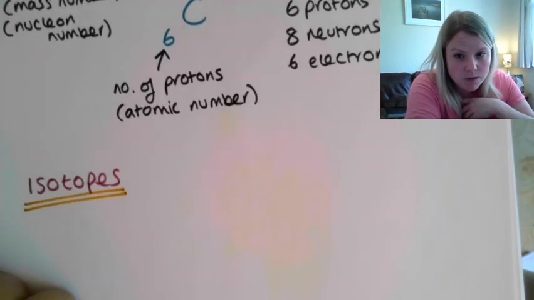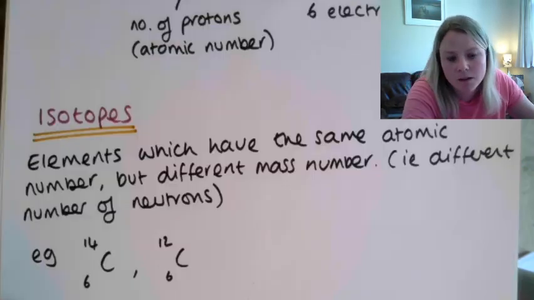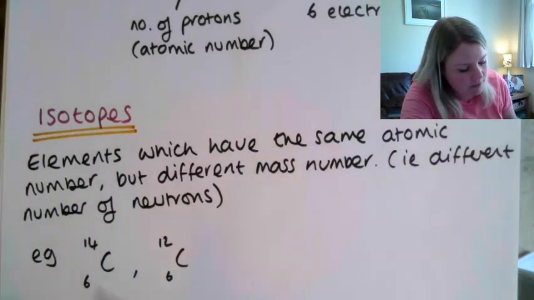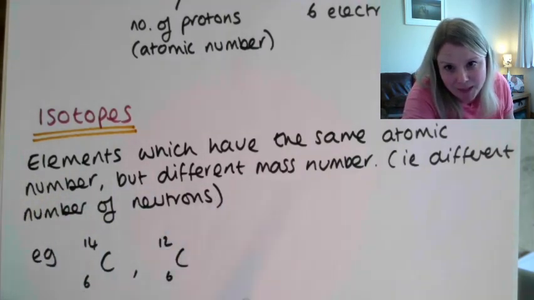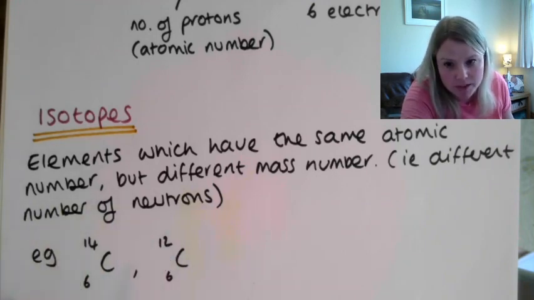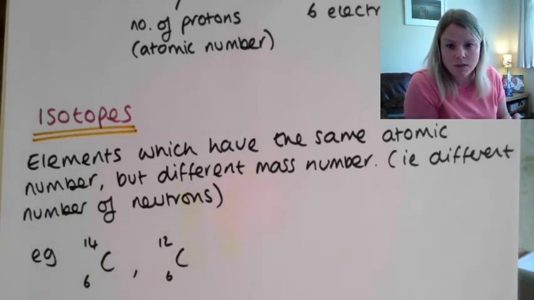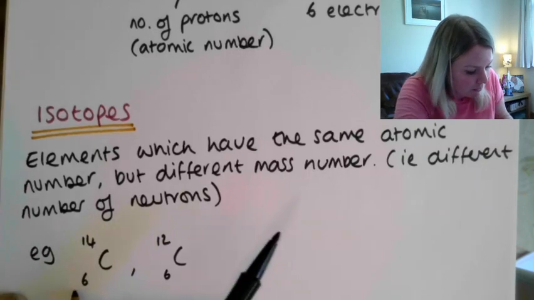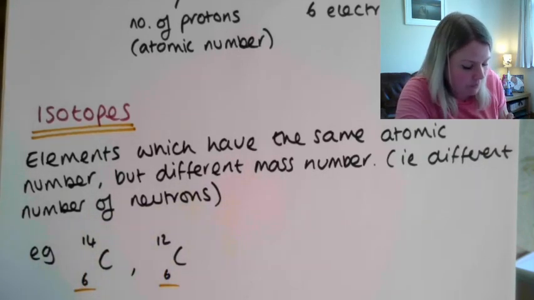So let's get a description of what an isotope is written down here. Okay, so here we go. Isotopes are elements which have the same atomic number but different mass numbers. So that means they've got different numbers of neutrons, and a couple of examples are listed here. So 2 different versions of carbon. See how they both have got 6 protons. So that's the thing that determines them as being carbon, but different mass numbers. Okay.